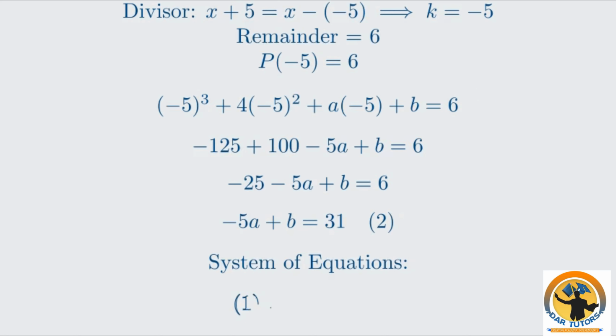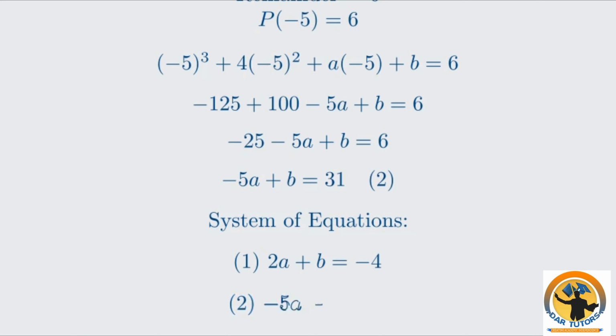Equation 1 is 2a plus b equals negative 4. Equation 2 is negative 5a plus b equals 31. We can solve this using the elimination method. If we subtract equation 2 from equation 1, the b terms will cancel out.